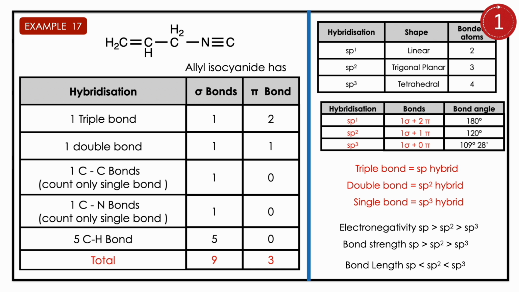First, let us draw allyl cyanide. Let us go through the bonds individually. First, the triple bond is 1 sigma bond and 2 pi bonds. 1 double bond means 1 sigma bond and 1 pi bond. The C-C bond and C-N bond both have 1 sigma bond. 5 C-H bonds, don't forget that. So 5 sigma bonds, totally 9 sigma bonds and 3 pi bonds. The concept you have to learn here is that you should treat the NC bond as a normal triple bond.